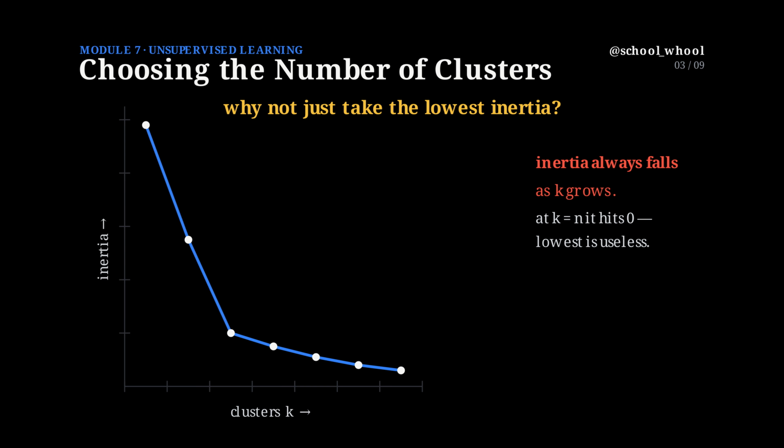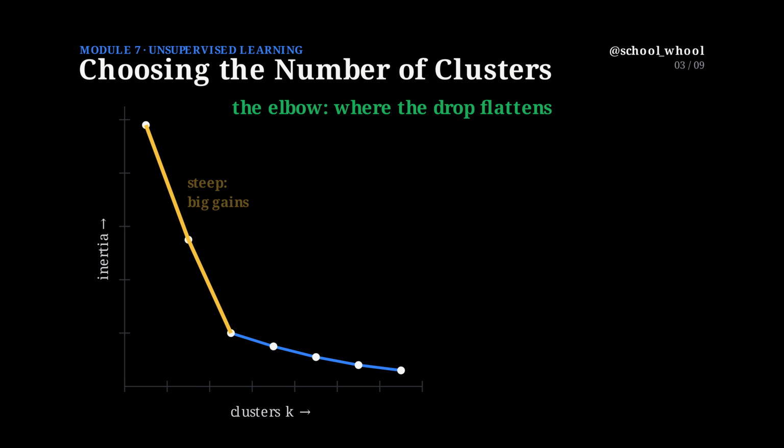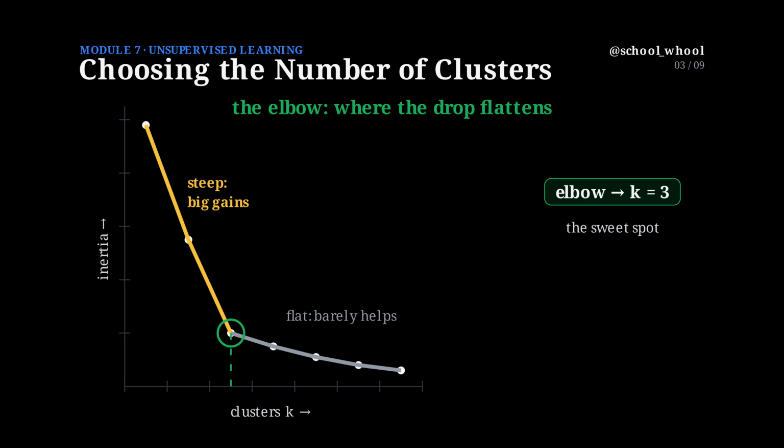The trick is not the lowest point, it is the bend. This is the elbow method. Follow the curve. From 1 to 3 clusters, inertia plunges, each new group buys a big improvement. After 3, the curve flattens, extra clusters barely help. That corner, where the steep drop turns gentle, is the elbow. Here it sits at K equals 3, our sweet spot.